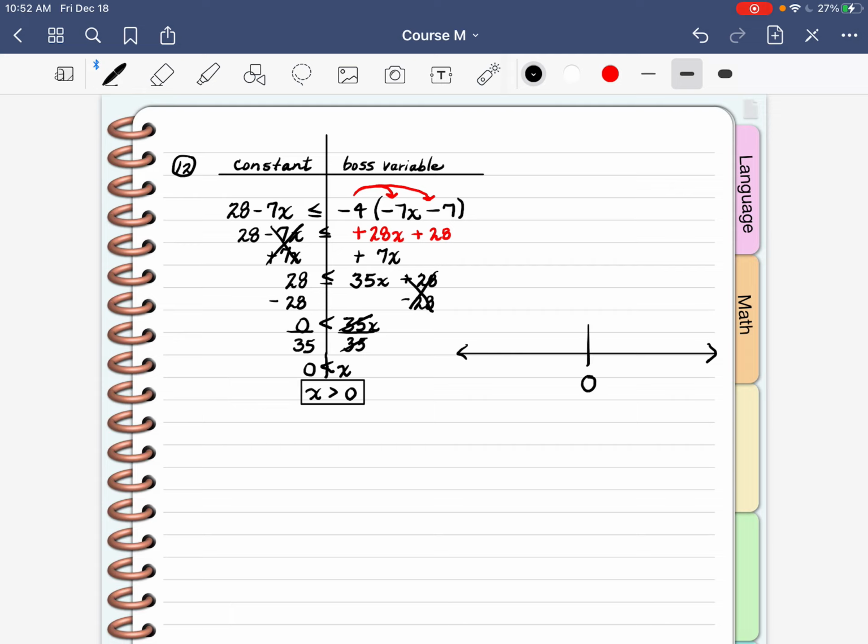Okay, so you draw your 0 and that's where the interval goes. So we put it right there. It's open and we need to shade above the 0. Look at standard form to know where to shade. And it goes above the 0.